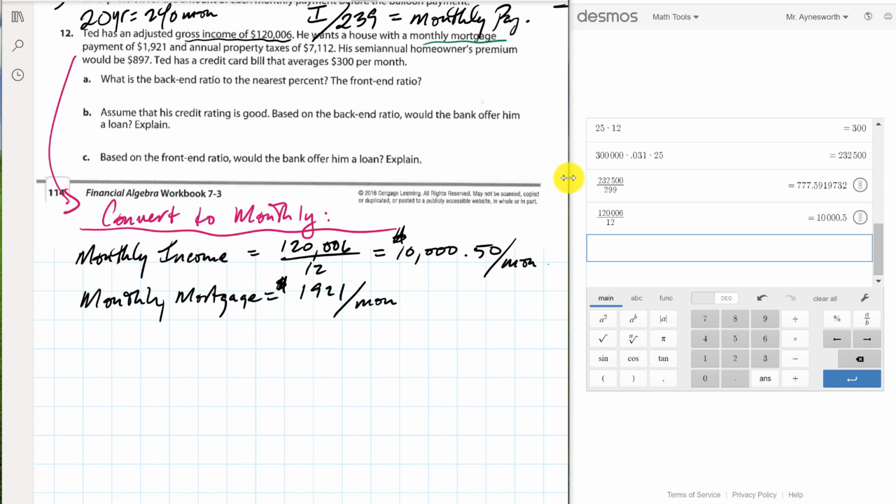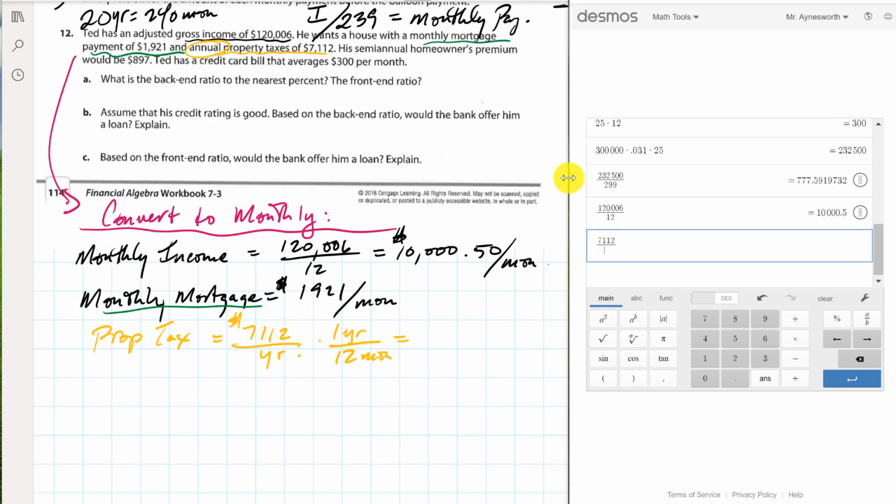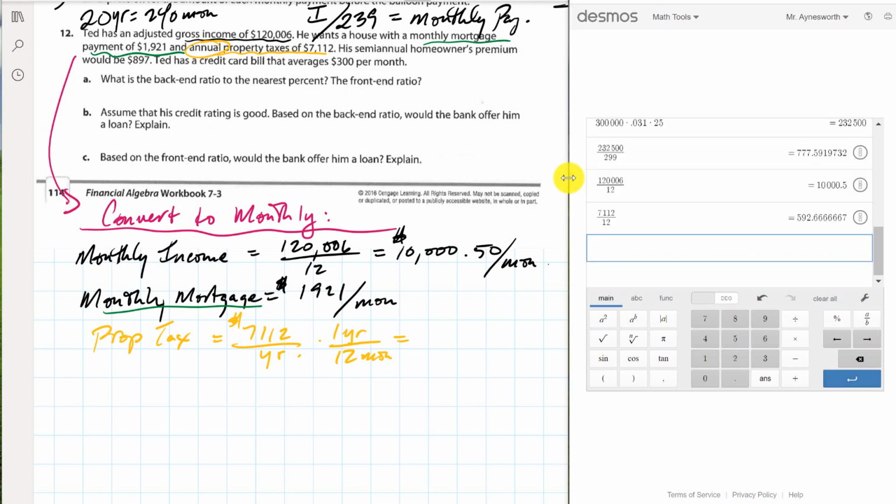Annual property tax, that's an annual number, so I have to divide that by 12. For property tax, I've got to take the $7,112 per year. I know that in 1 year, there's 12 months, so I got to take that number and divide it by 12. To go from annual to monthly, you always divide by 12. So this is per month. He pays roughly $592.67 for property tax per month.